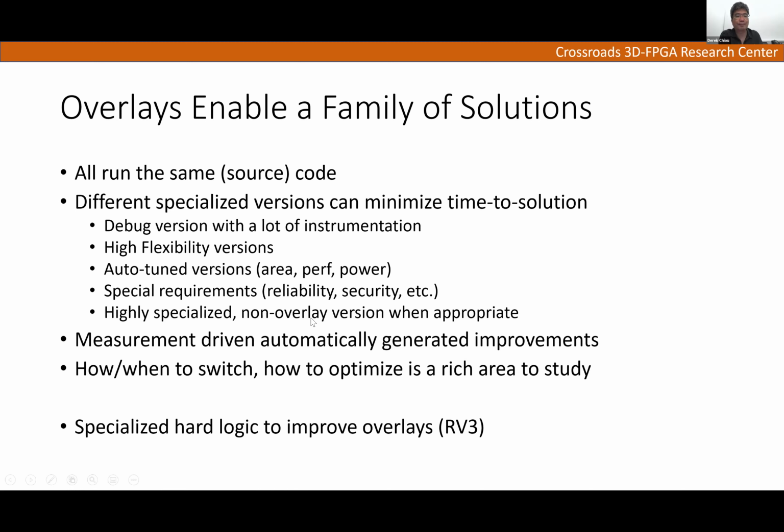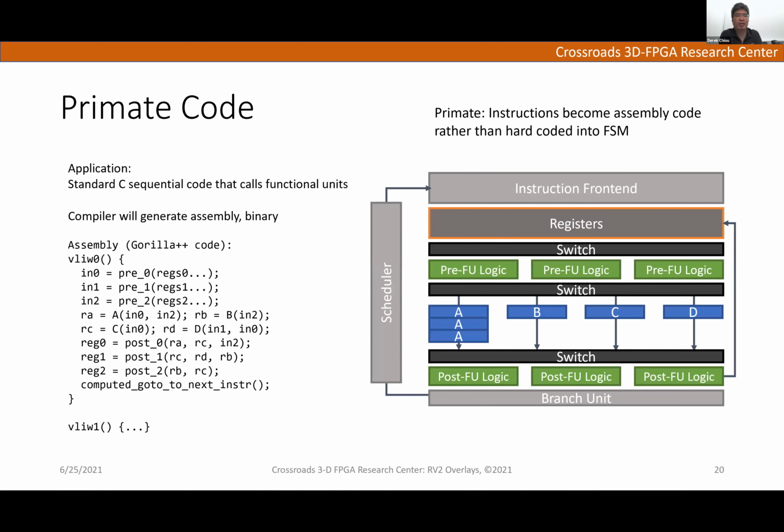total solution time. We can do the measurement-driven automatically generated improvements that were present in Gorilla++. And then how and when to switch between these and how to optimize is a rich area of study. And that's really what we're proposing to do. And we can also potentially have specialized hard logic to improve the overlays. That's where we intersect with RV3. And I'll talk a little bit more about that in the future.